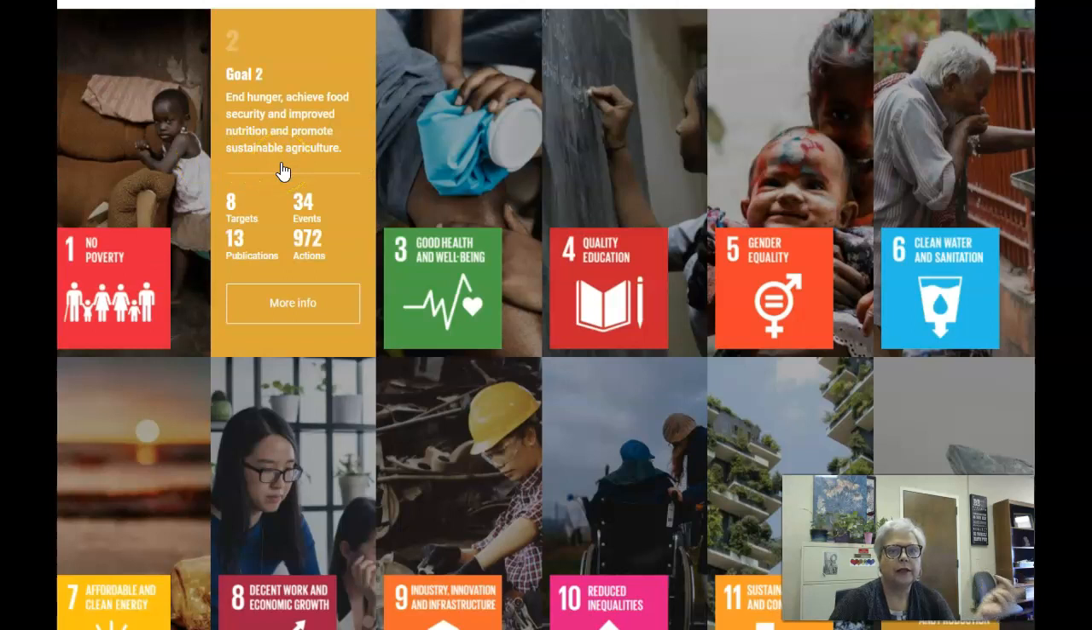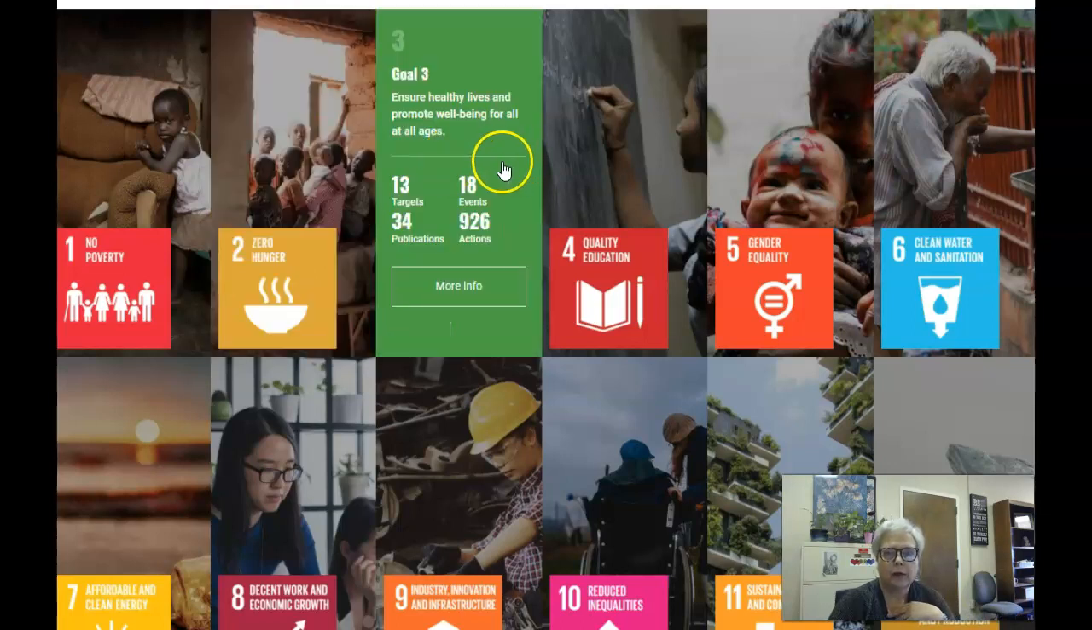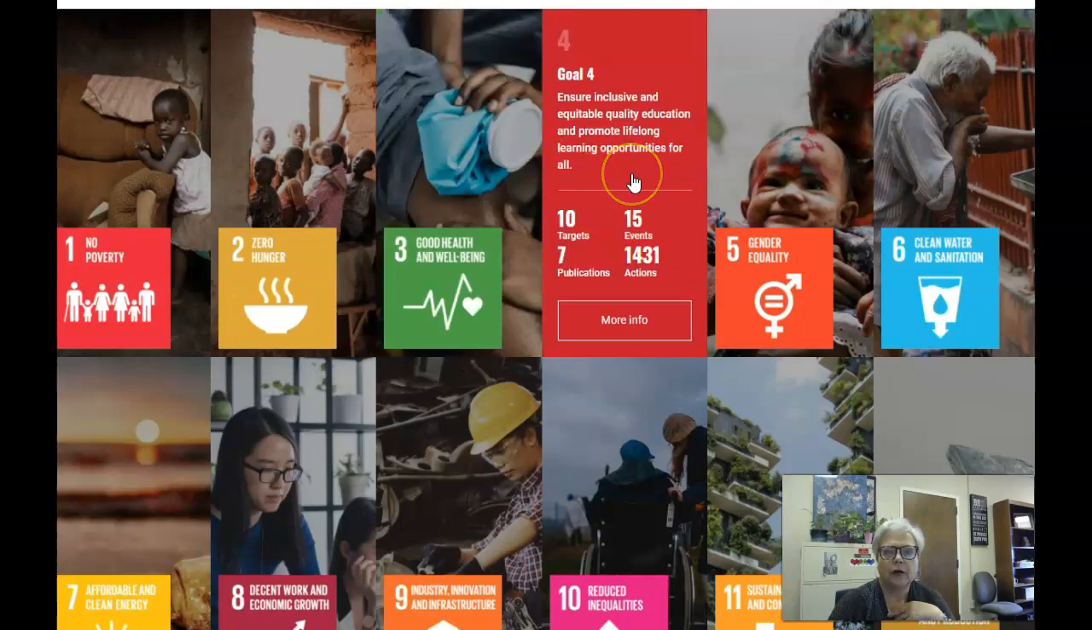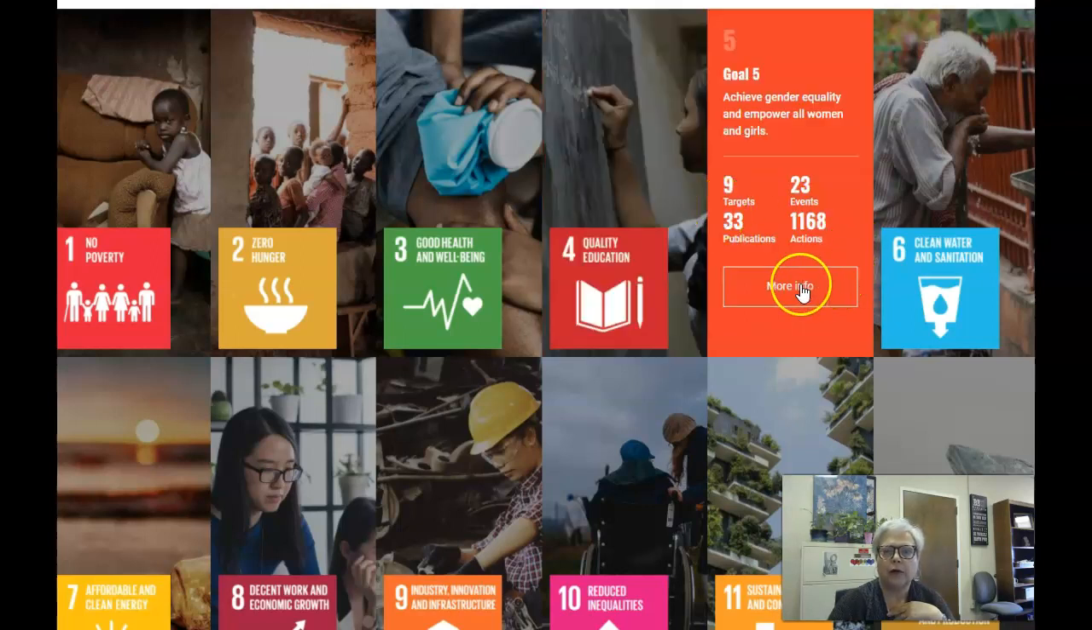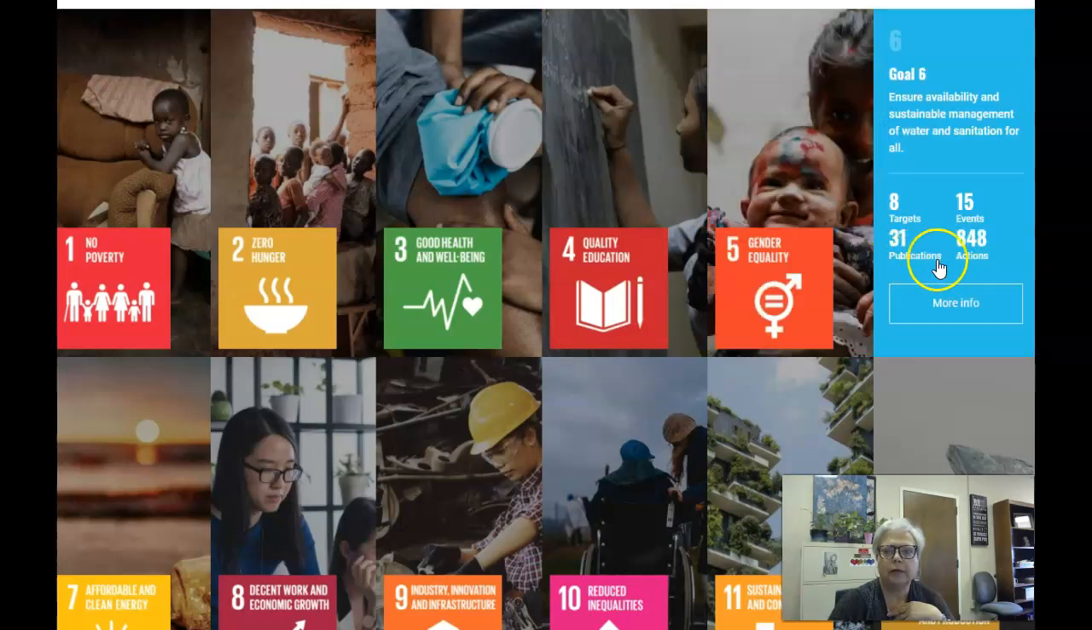Goal 2, end hunger, achieve food security and improve nutrition and promote sustainable agriculture. Goal 3, ensure healthy lives and promote well-being for all at all ages. Goal 4, ensure inclusive and equitable quality education and promote lifelong learning opportunities for all. Goal 5, achieve gender equality and empower all women and girls.